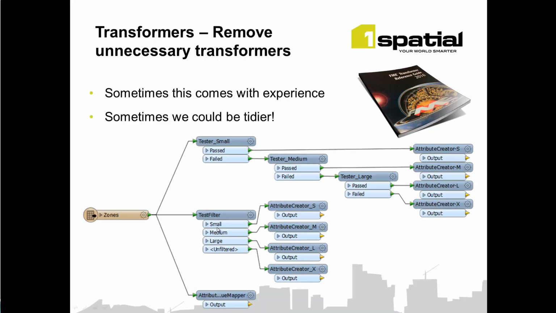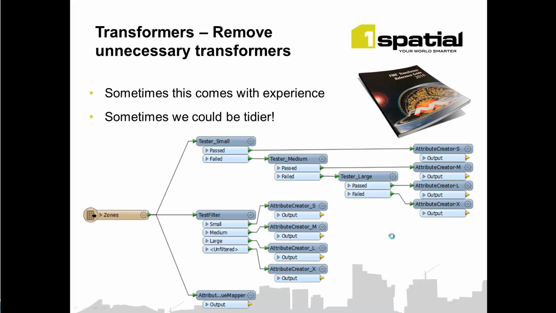So we've gone from having 4, 5, 6, 7 transformers to having 5. And you could also use an attribute value mapper that says, well, if it's a small feature, then set a particular attribute to a certain value. So there's an example of 3 branches that show reduced transformer use. And that comes with experience. There are many ways to do certain things in FME.